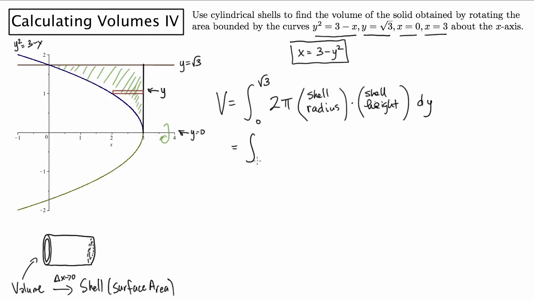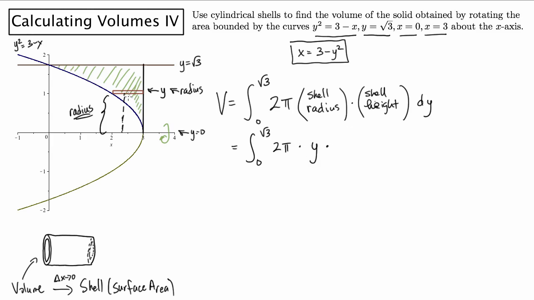So all we have to do at this point is figure out how to express our shell radius and our shell height. Now the shell radius, as you can see, is the distance from the axis of rotation to our rectangle. So this is my radius. And it's easy to see that the radius is whatever y I choose. So this is my choice of radius. So I'm just going to write 2 pi y.